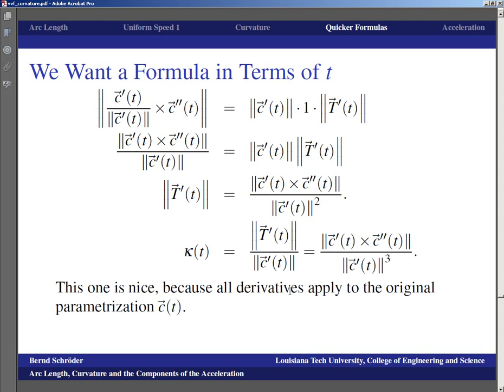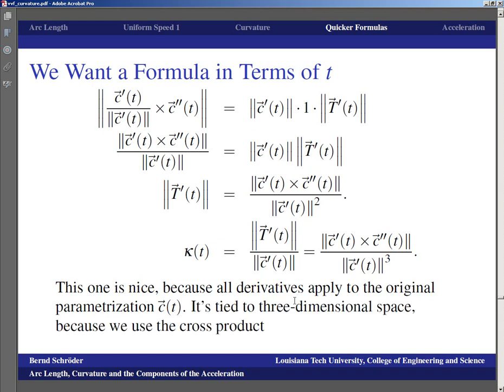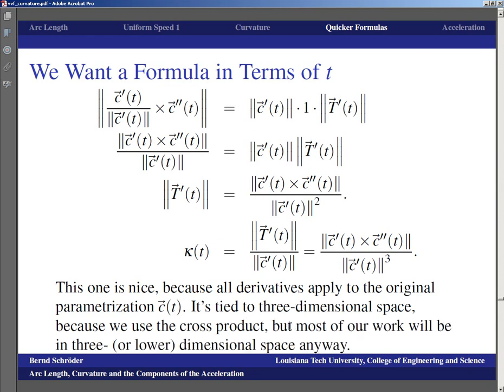And this one is nice because all derivatives apply only to the original parametrization, so this is C of t. So this is a direct computation. It's tied to three-dimensional space because we use the cross product, but most of our work will be in three-dimensional or lower dimensional space, meaning two-dimensional space anyway. And remember, two-dimensional space can always be embedded into three-dimensional space by attaching an artificial z coordinate 0.